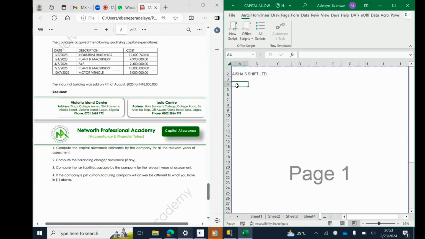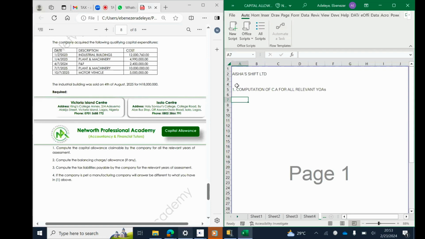So I shall shift. The first requirement is what? Computation of what? Capital allowance for all relevant years of assessment. Okay. So what did I say that we normally do when we want to compute capital allowances? What do we do first? There is something that we must do. Someone should please unmute and let me know. What do we do first?